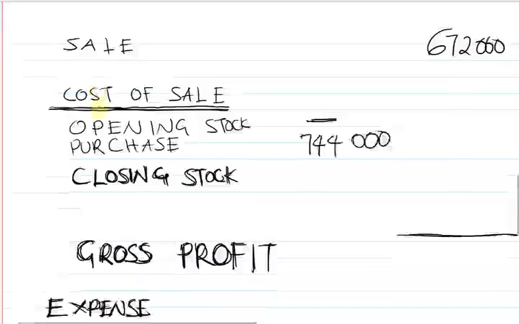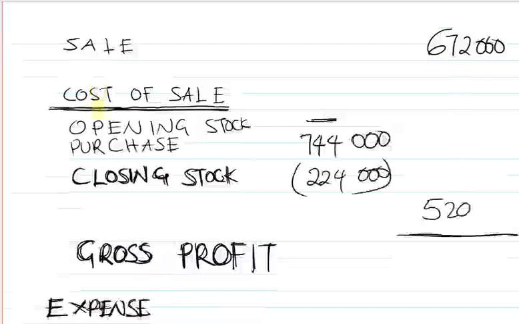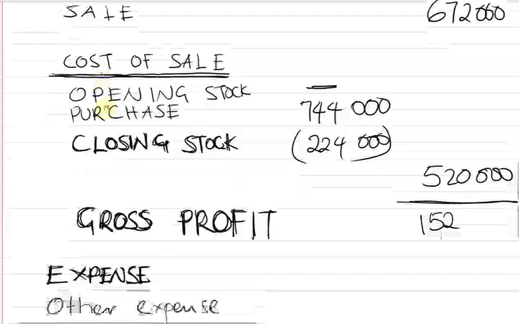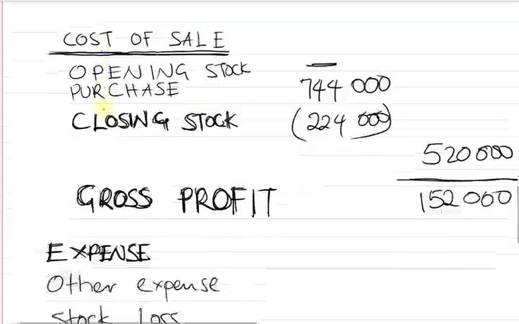So it will be 224,000. So when we subtract, we're finding 520,000. If we subtract, we should find 152. This is our gross profit.